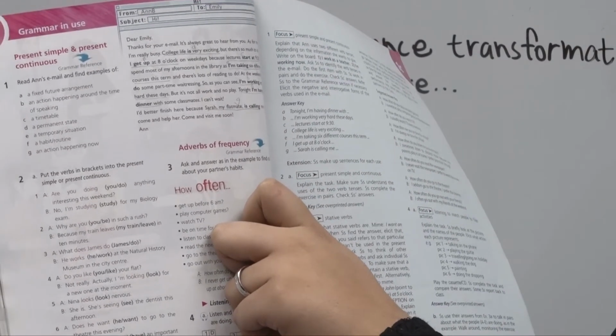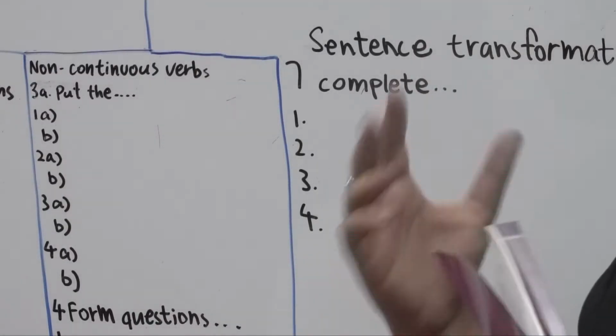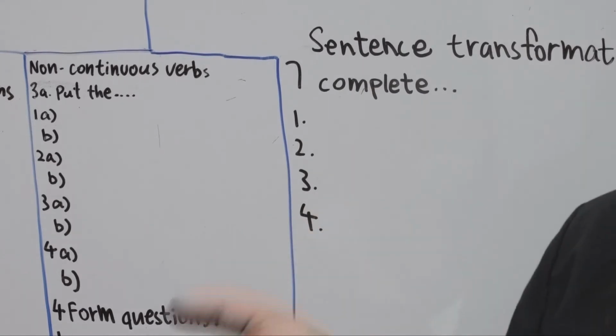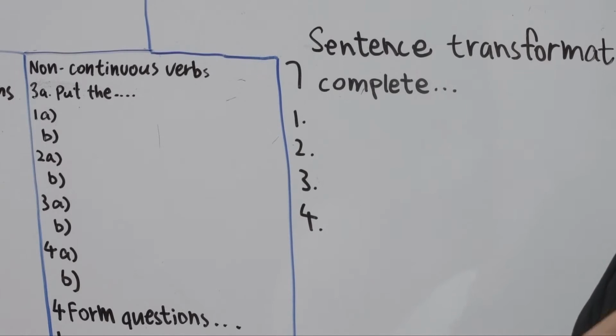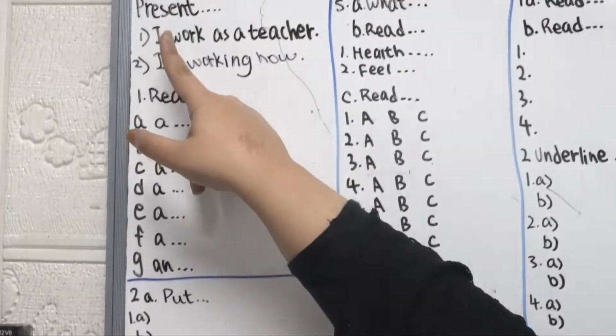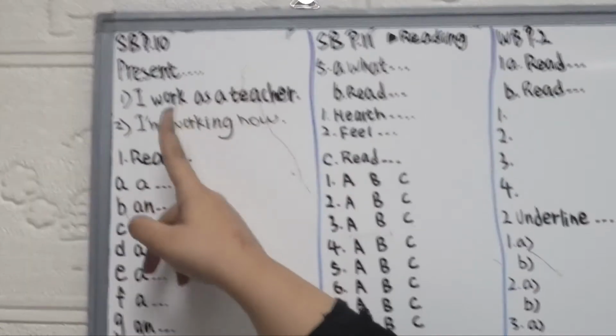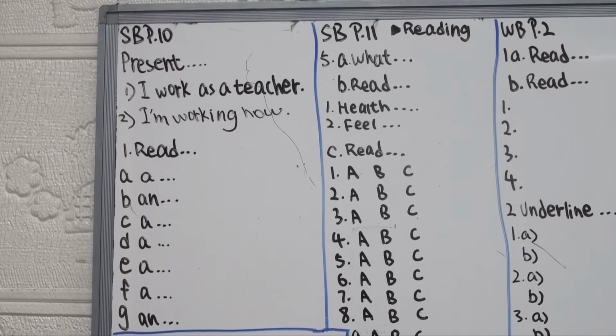Great. So everybody, we are done with this part. Now I'm going to explain the difference between present simple and present continuous. Here are two sentences: I work as a teacher. I'm working now. Do you have any idea what present simple and present continuous are?